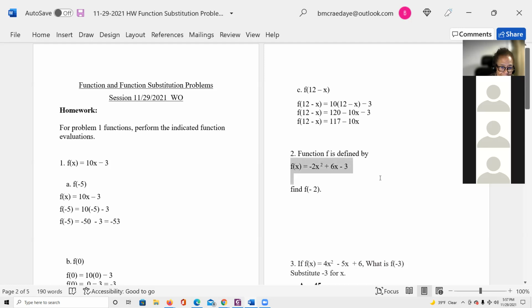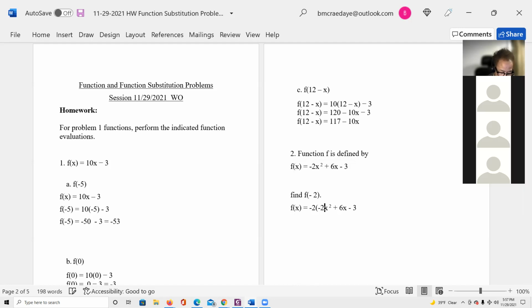So let's just take this function, copy it, and substitute minus 2 wherever you see an x. So minus 2x squared becomes minus 2 times minus 2 squared, because that was substituted for the x. The 6x becomes 6 times minus 2. Minus 3. Okay.